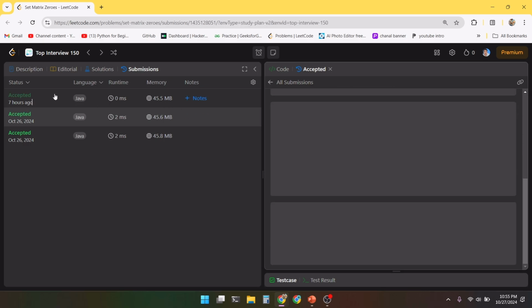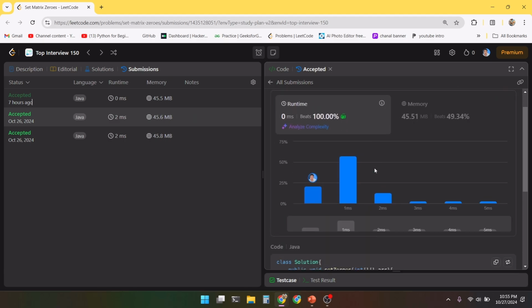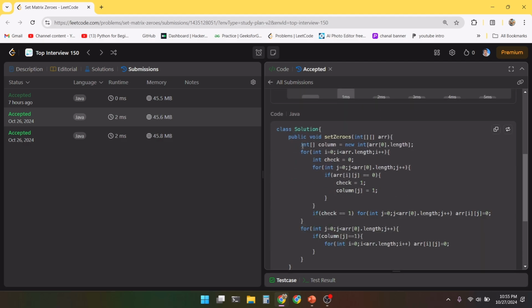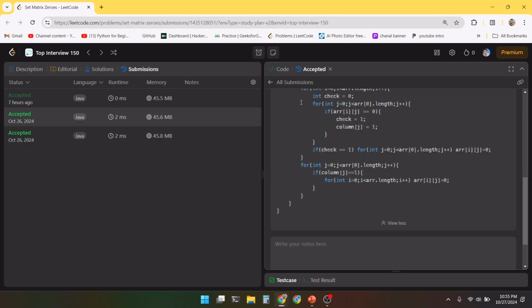Whereas in this one, which I saw after one day, it is 0 millisecond time complexity, the best possible time complexity for this question. For this, I have just replaced the set with an integer array, and again the same code.